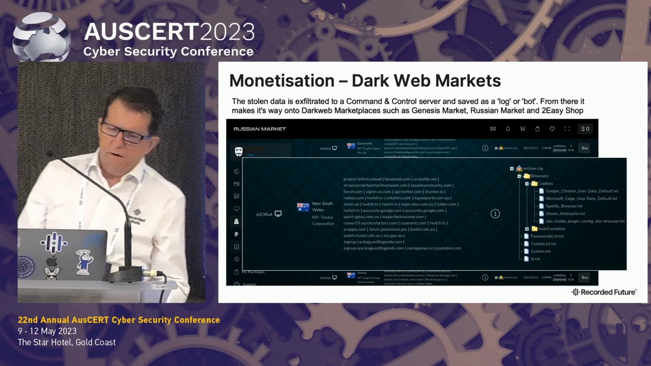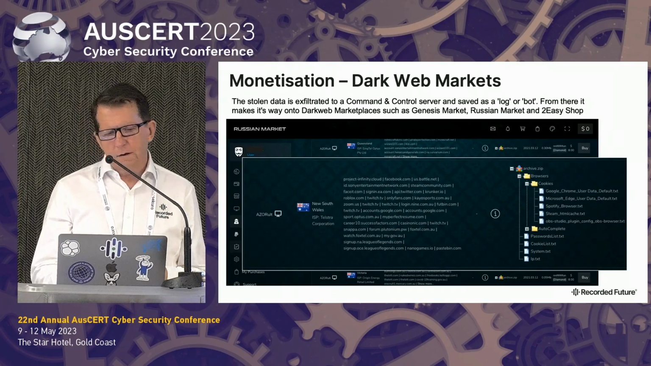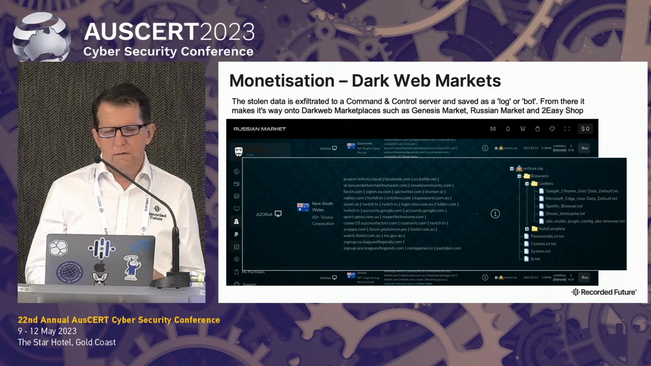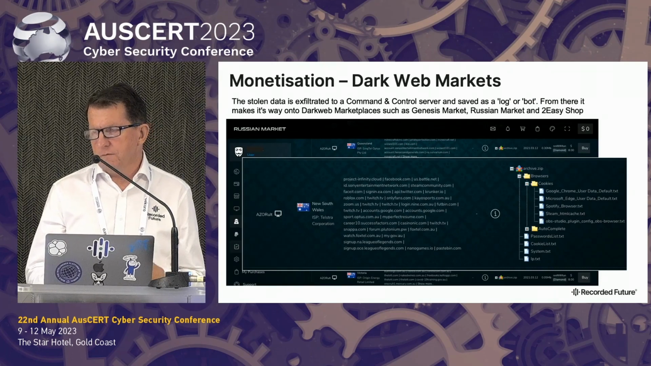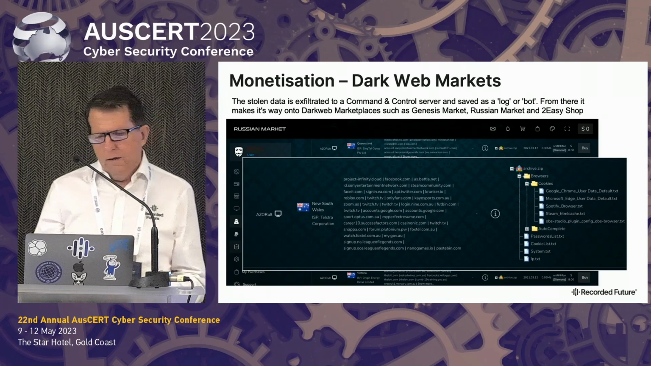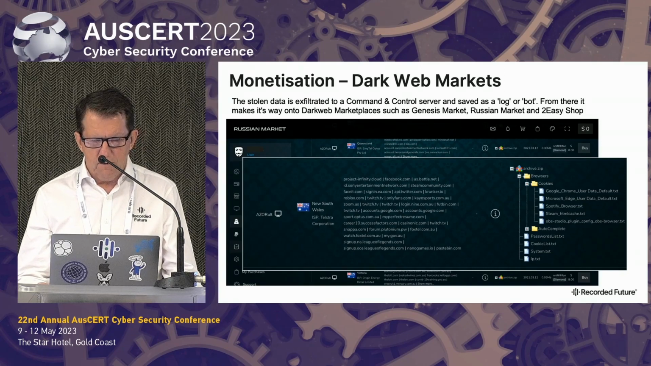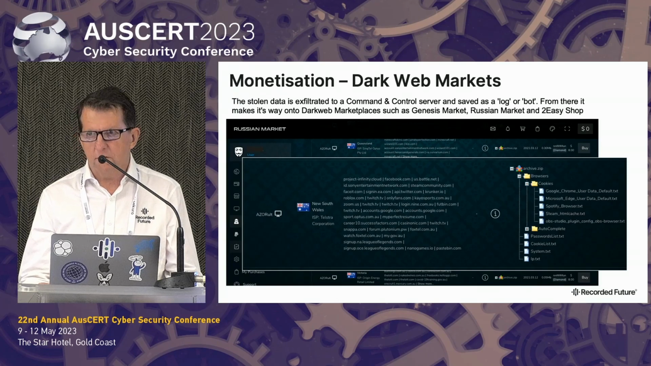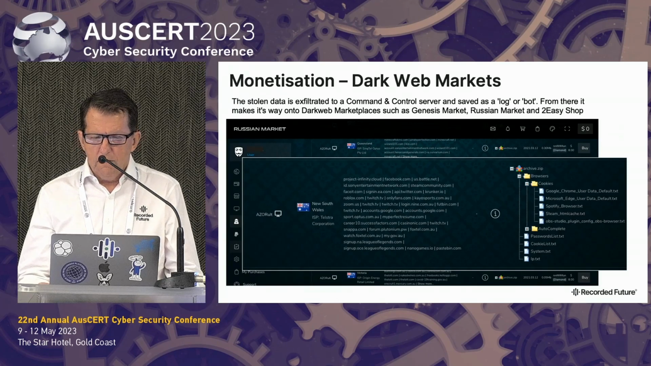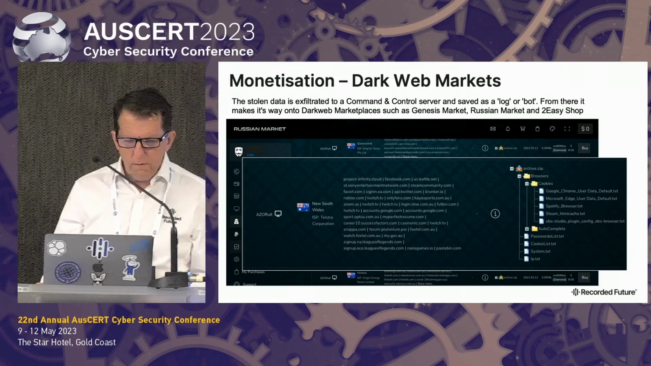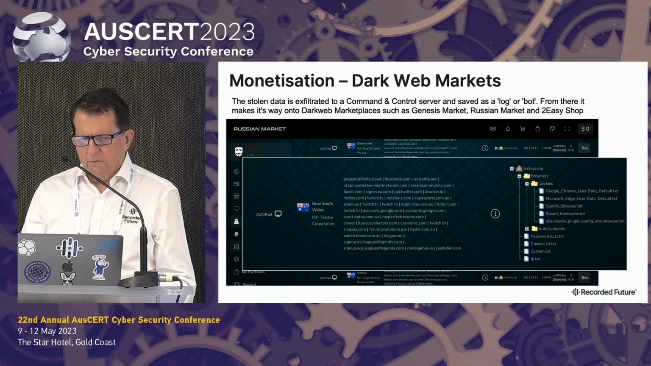The monetization of this data historically has been on some of these dark web markets like the Russian market, the Too Easy Shop, and Genesis Store. And this is a screenshot of one log. And literally, if you look on the Russian market daily, there are tens of thousands of these. You can see a bit of information here. You can see the source ISP. You can see the stealer family name. You've got a bit of a tree diagram of the user data that's been stolen and the authorization URLs that have been accessed.